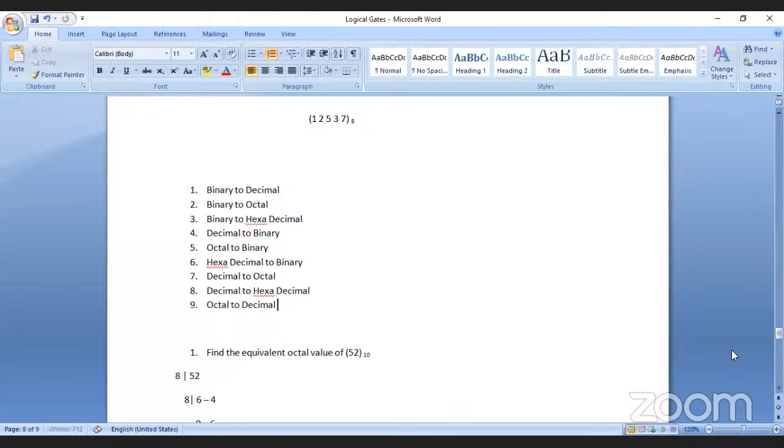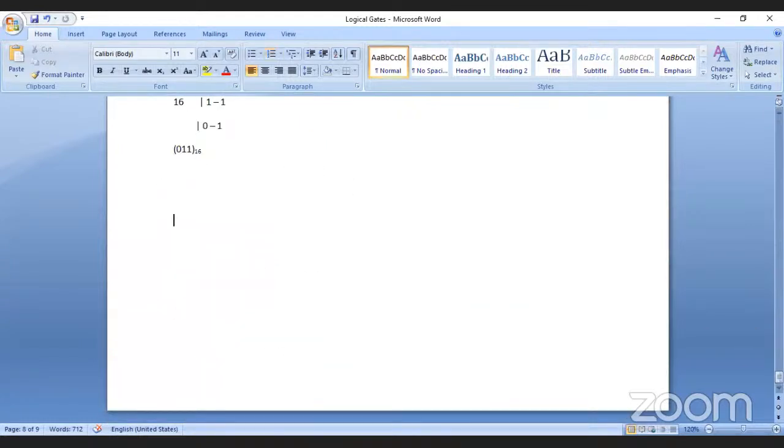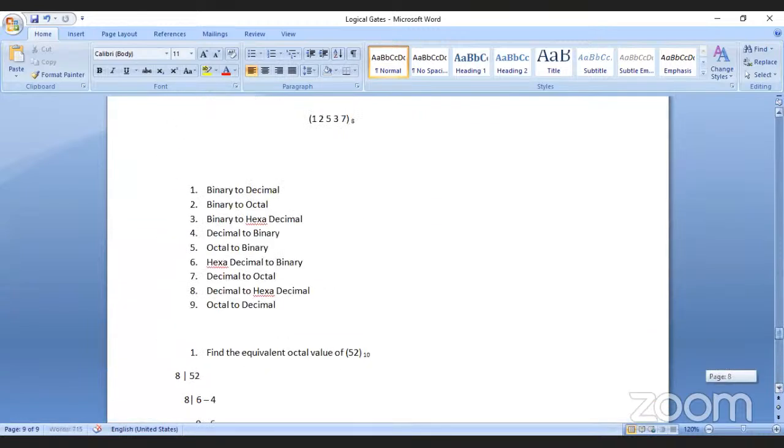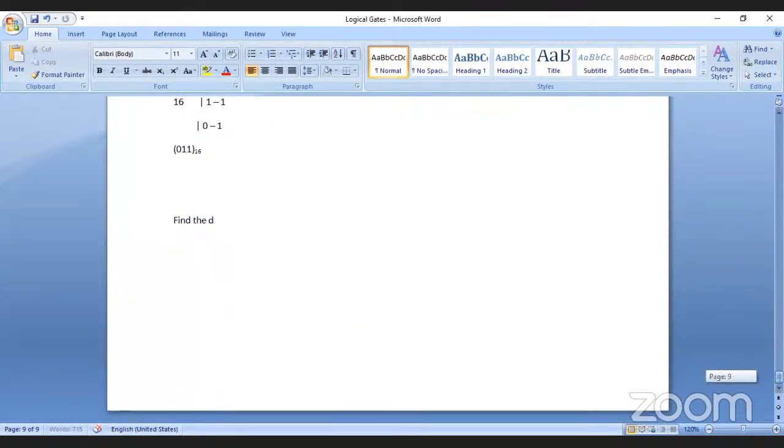So we'll have two more sessions, on the 5th and 6th. On the last two days, we'll discuss some simple concepts about cloud technologies and some other emerging technologies. Okay. So the question will be: find the... So here what we are discussing is octal to decimal.